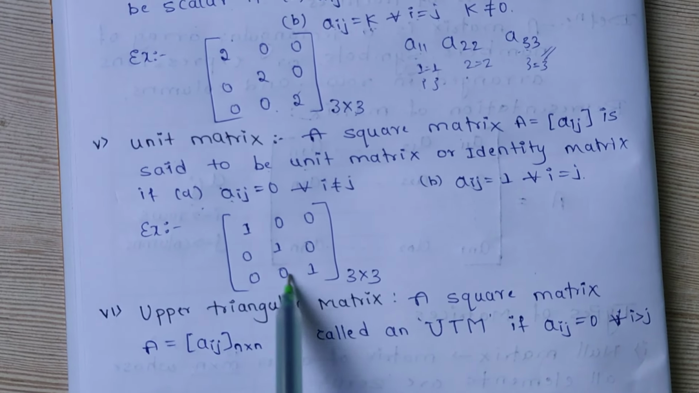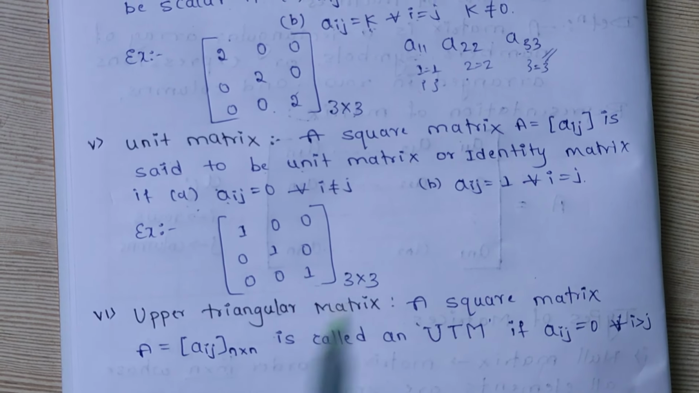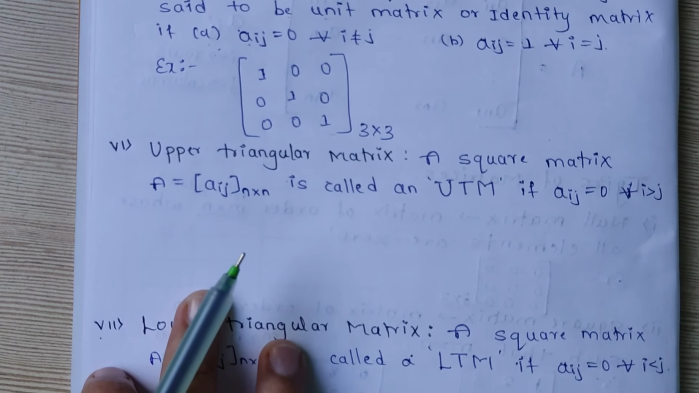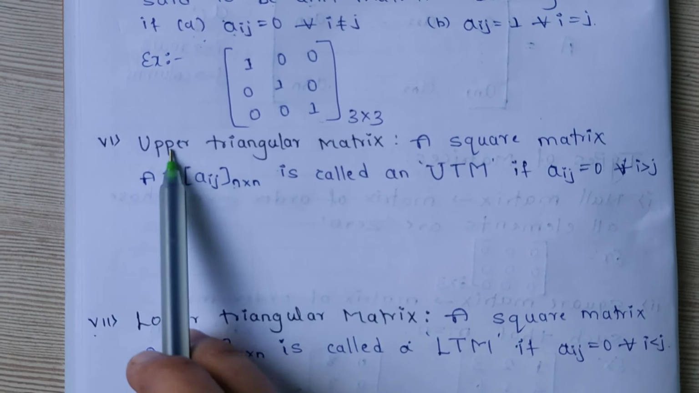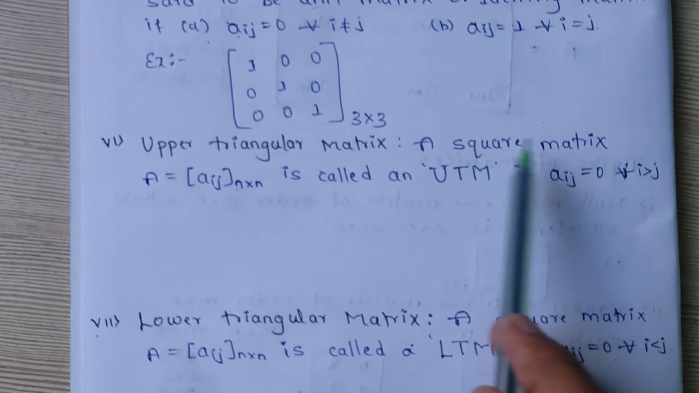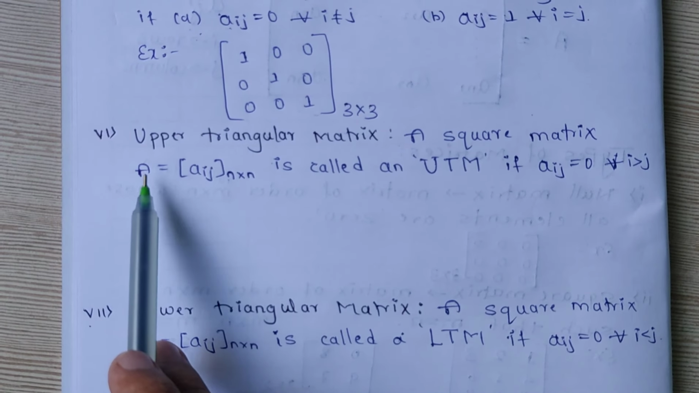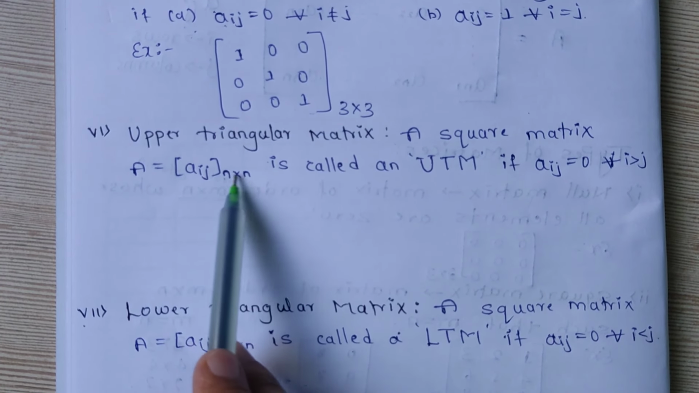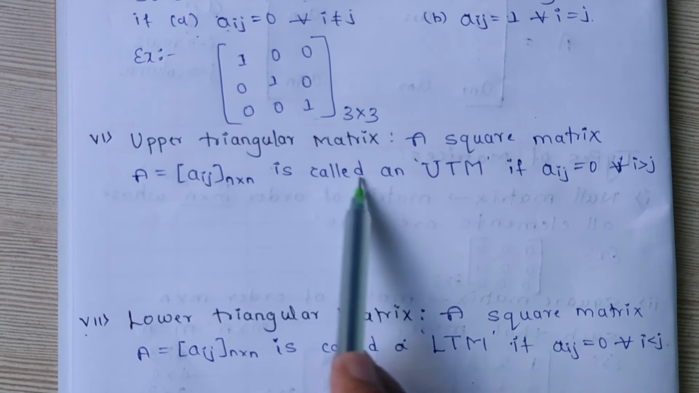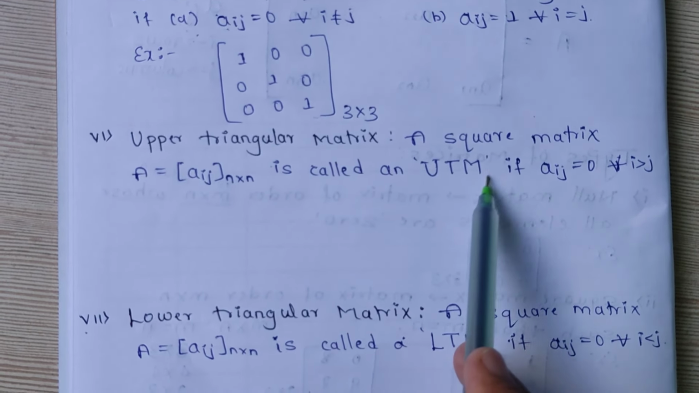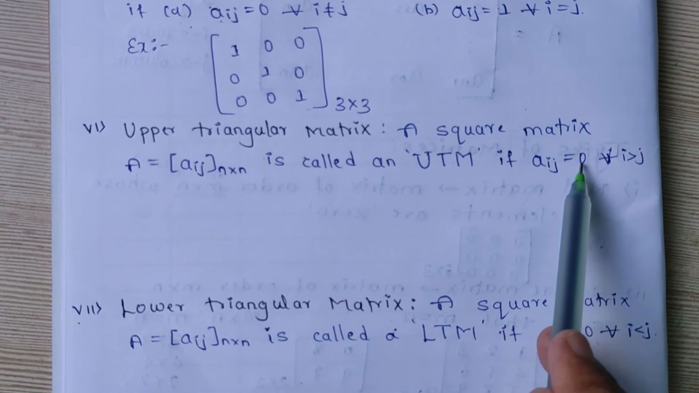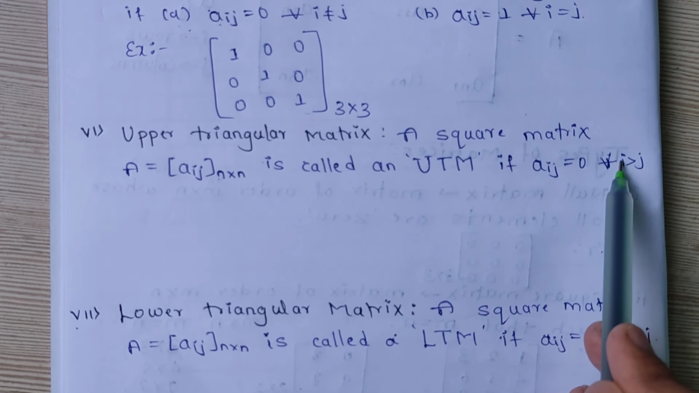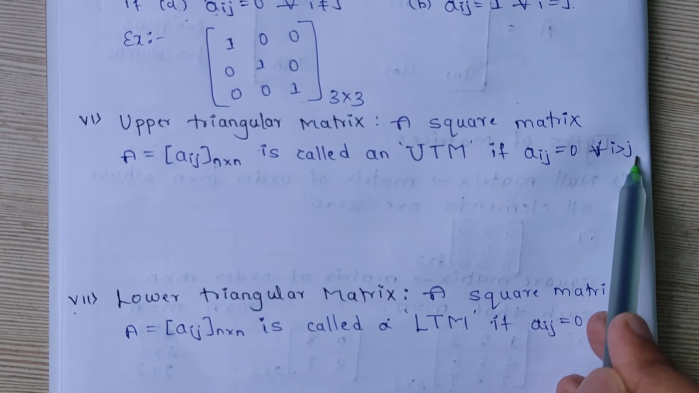So all the diagonal elements should be 1 here. So the next type of matrix is the upper triangular matrix. A square matrix A equals Aij of n cross n is called an upper triangular matrix if Aij equals 0 for all i greater than j.